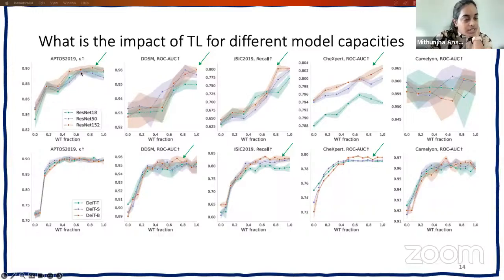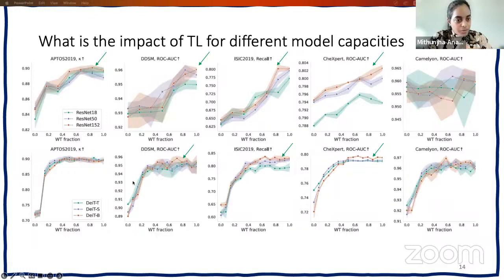The green curve is for the ResNet 18, the blue is for ResNet 50, and red is for ResNet 152. Here you can see, as the W2 fraction increases, the red curve is coming on top, no matter what the dataset is, which means the weight transfer ratios are increasing. And if the model capacity is also increasing, then the model with the most capacity performs better with transfer learning.